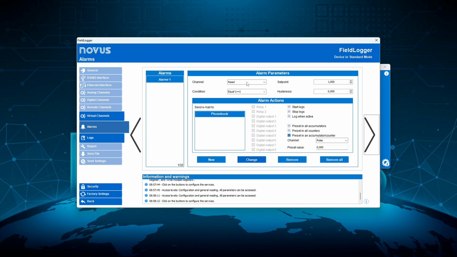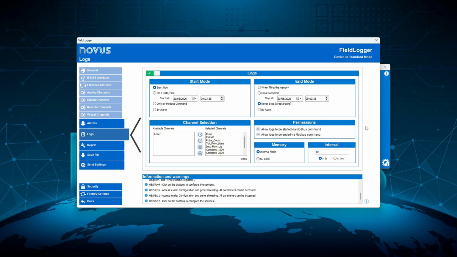Next, I created an alarm to reset the pulse count on the digital input coming from the flow meter. I select the digital channel called Reset and define that when it becomes equal to 1, the alarm action should perform a preset on the pulse channel with a preset value equal to 0. After that, I proceed and send the configuration to the field logger.